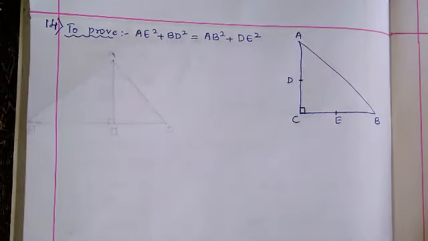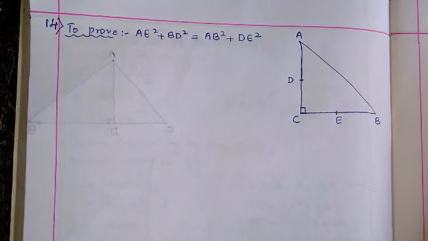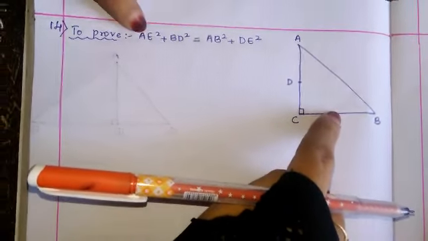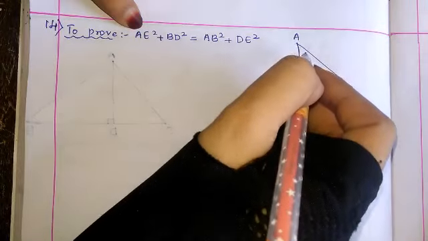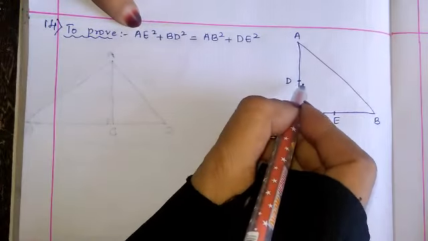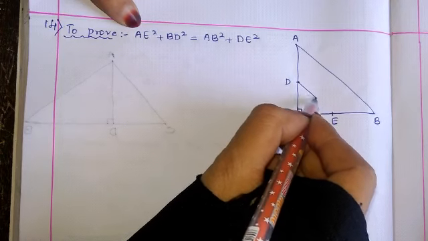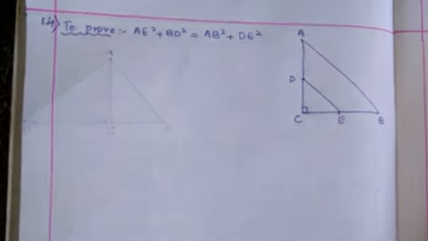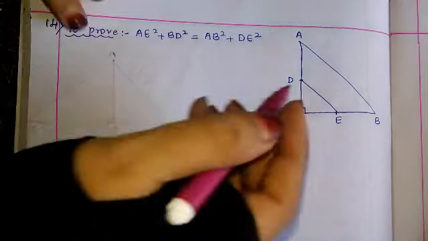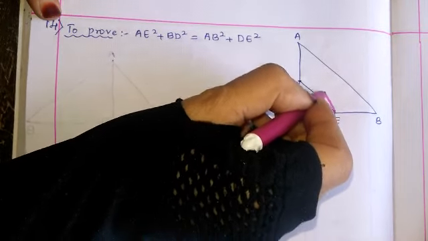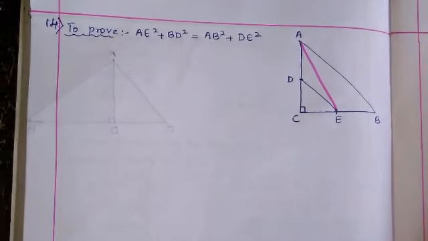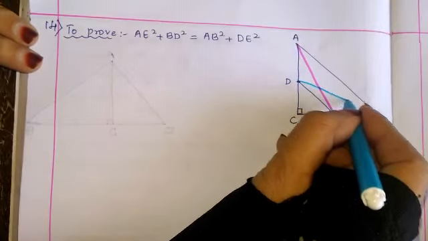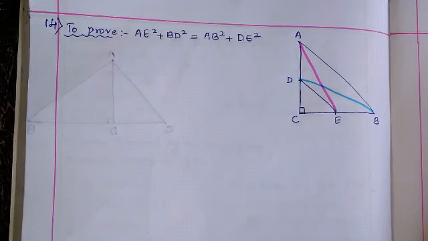To prove this, now let me start. What we have to do? AE we want. That means we need to join something here. They have told AE, so AE should be joined. Let us join first DE, because DE also is there in what we have to prove. And let us join AE. I'll draw AE with a different color, and join DB with some different color. Now let us see what we have to do.